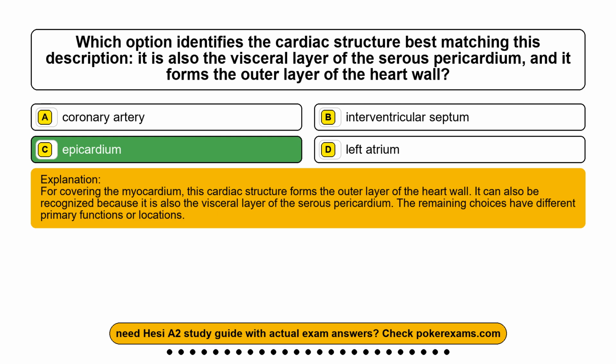For covering the myocardium, this cardiac structure forms the outer layer of the heart wall. It can also be recognized because it is also the visceral layer of the serous pericardium. The remaining choices have different primary functions or locations.